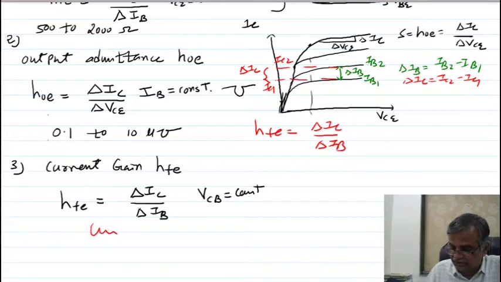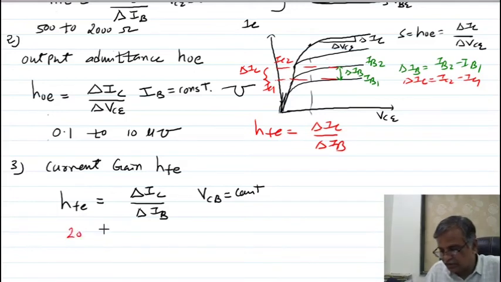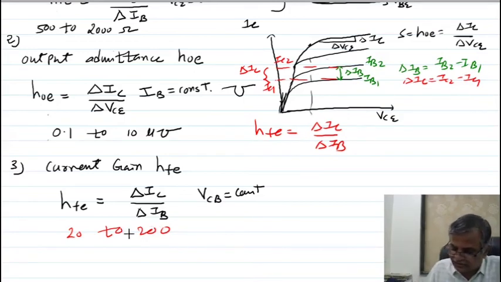It is unitless. HFE does not have any unit. It may be 200, it may be 500, it may be 300, but generally this is the range of the HFE. You can obtain the same parameter by plotting the graph of output current.